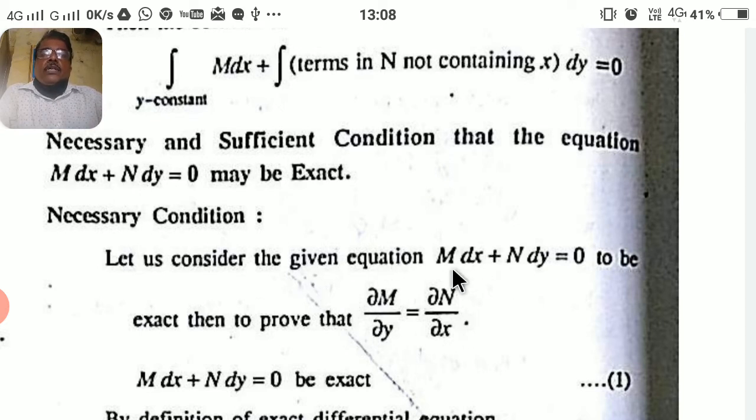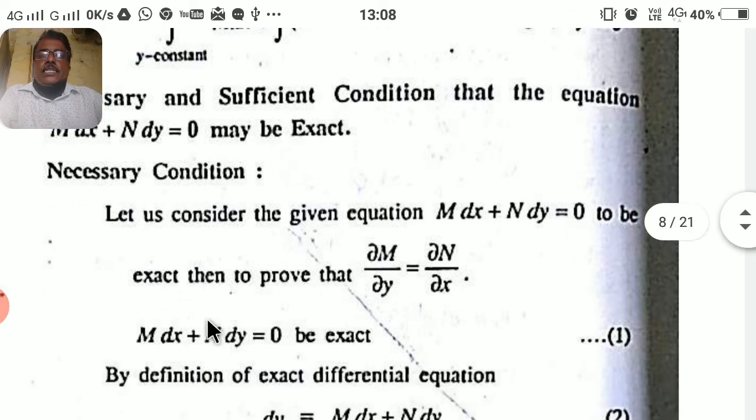If any equation of the form M dx plus N dy equal to 0 is exact, then it should satisfy this equation, dou M by dou y is equal to dou N by dou x. First we assume that the given equation M dx plus N dy equal to 0 is exact. Next we prove dou M by dou y is equal to dou N by dou x.